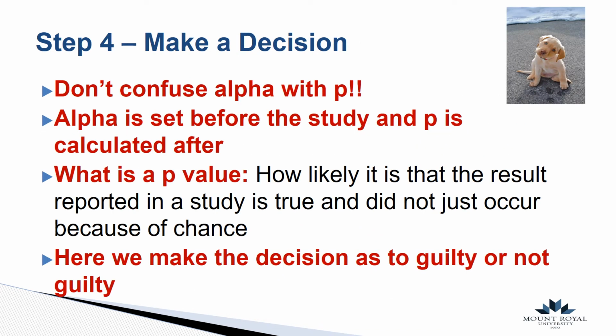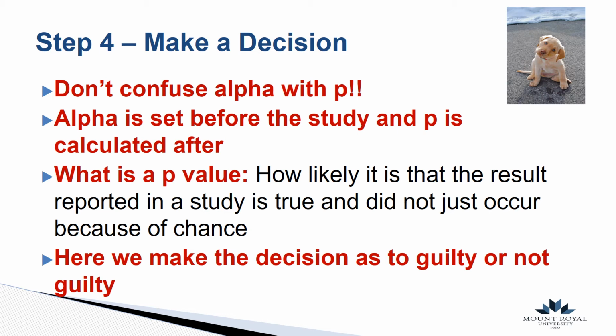So step 4 now is we make a decision. And the most important thing is not to confuse alpha with p. You've heard of p-values before. You've all taken statistics before. It was a prereq for this course. But don't confuse alpha with p. Alpha is set before the study. It sets our range that we're going to accept, and p is calculated after.